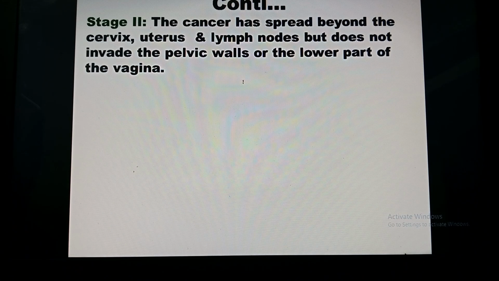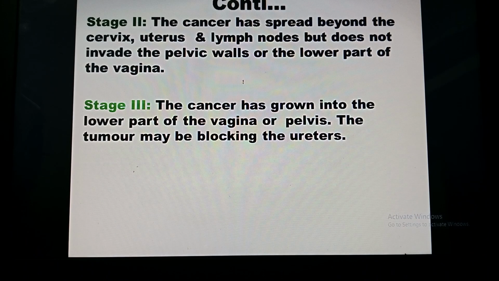Stage 2, the cancer has spread beyond the cervix and uterus and to a lymph node, but does not invade the pelvic wall or the lower part of the vagina, okay, where it is the cervix and only the surroundings, not the lower part of the vagina. Stage 3 is that the cancer has grown into the lower part of the vagina and pelvis. The tumor may be blocking the ureters. What does the ureter do? It conveys urine from the kidney to the bladder. Since the ureter is compressed, urine will remain in the kidney itself, so it leads to abdominal pain and various other health issues.